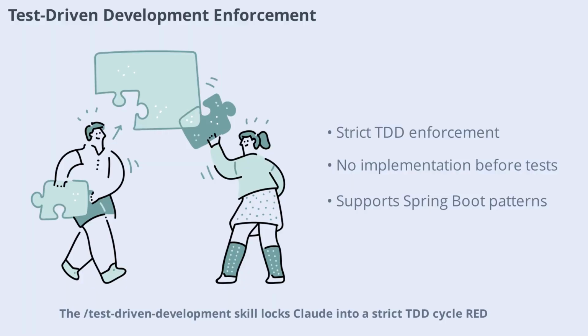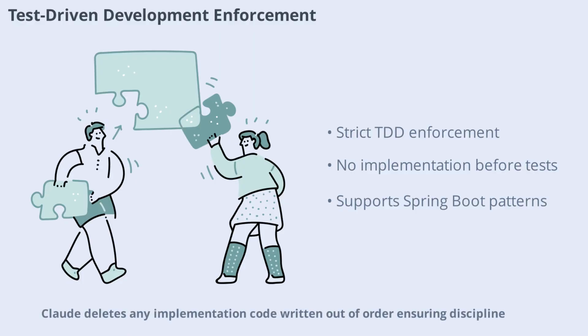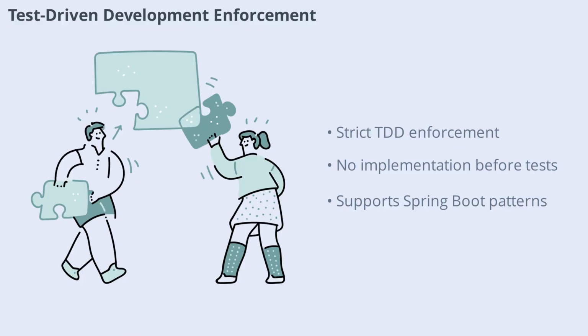Test-driven development skill locks Claude into a strict TDD cycle: red, green, refactor. This means you must write a failing test before any implementation code, then only write the minimum code to pass, and finally refactor while keeping tests green. For Java, this is especially valuable since it's tempting to write service classes first and add tests later. With this skill, Claude deletes any implementation code written out of order, ensuring discipline. This approach leads to smaller, testable units, which is perfect for Spring Boot services and domain-driven design.